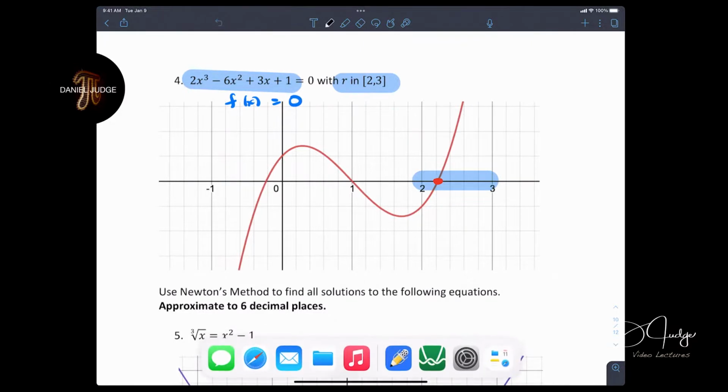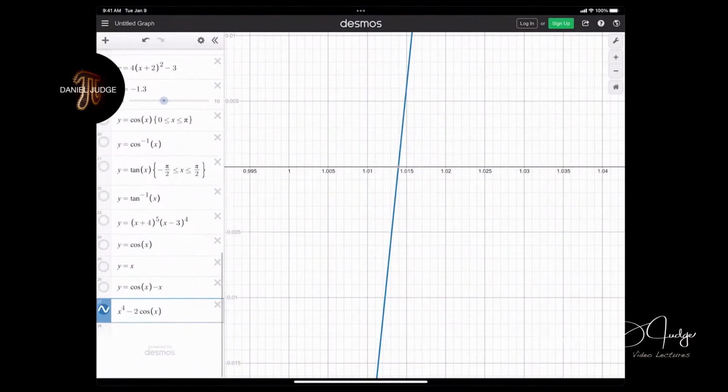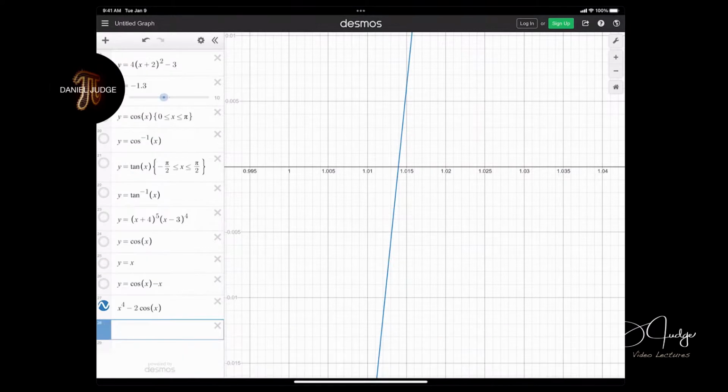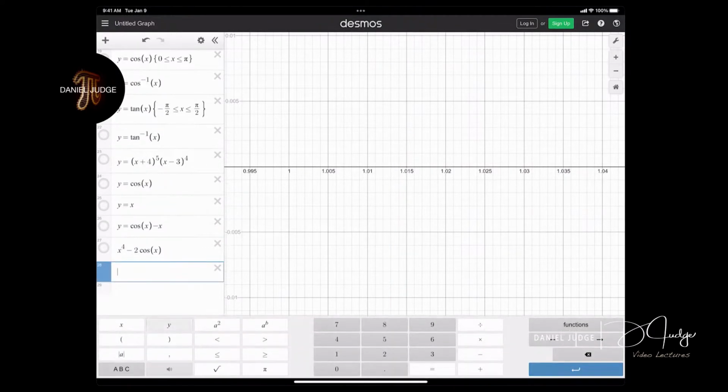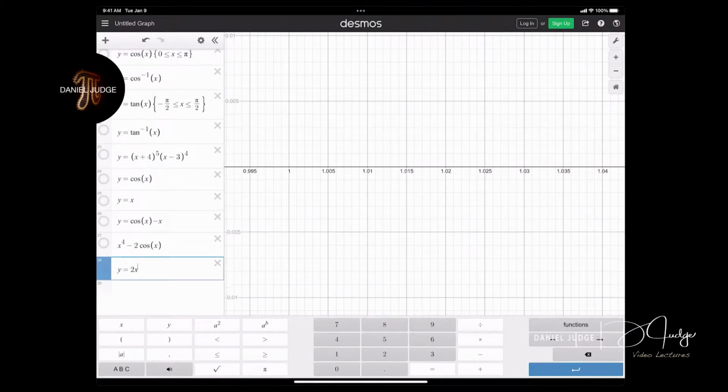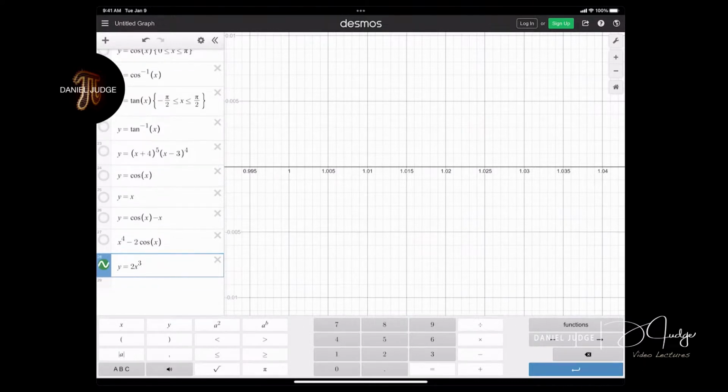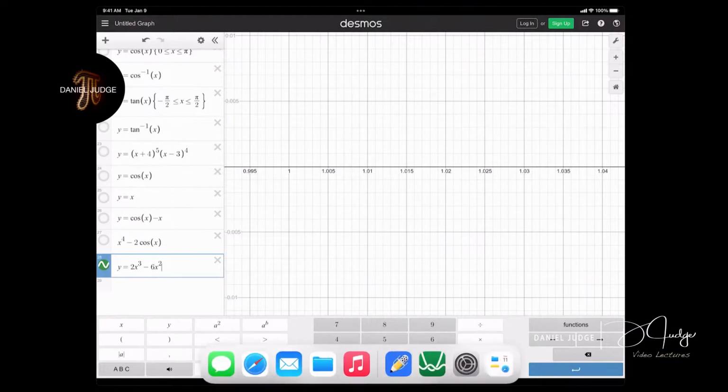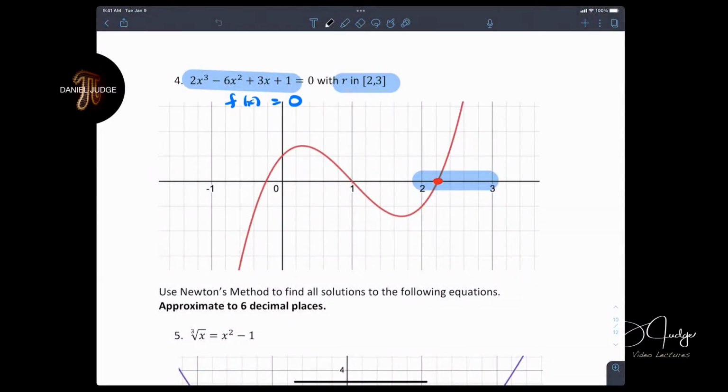If I go into Desmos here, I don't think I have it. But let's see if we can get it. Y equals 2x raised to the third power, 2x cubed. I believe that was 6x squared. Oops. Minus 6x squared. Plus 3x plus 1.